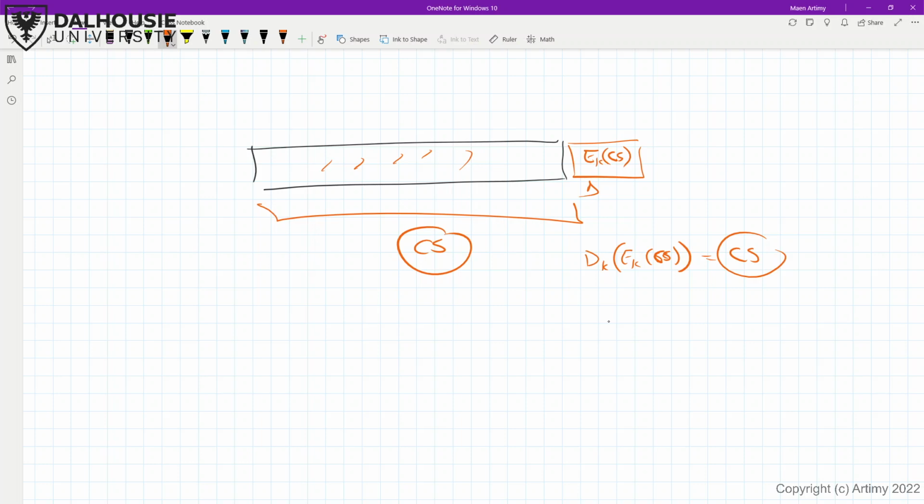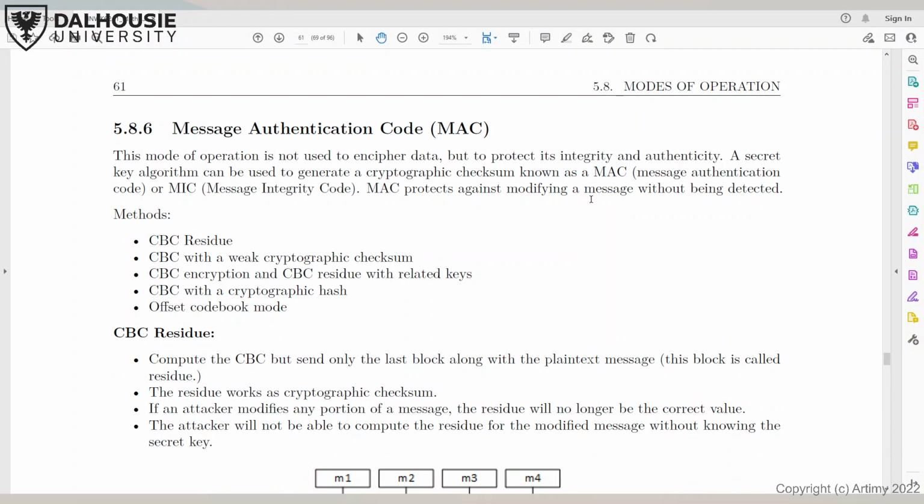So that's how we make sure that nobody touches the message. And if they touch it, well, then they won't be able to generate the checksum. So we will find out. Okay, so how do we generate this checksum?